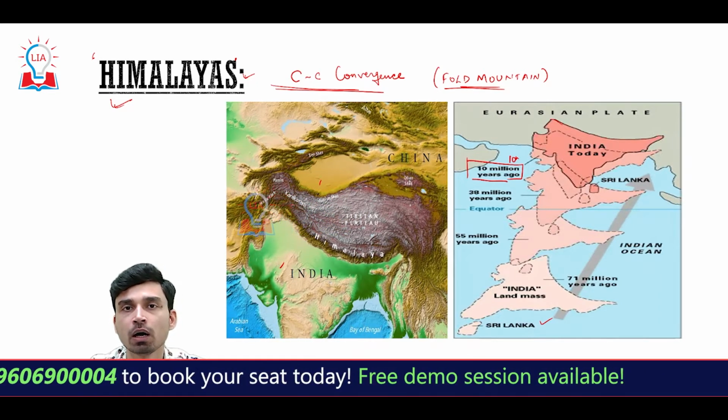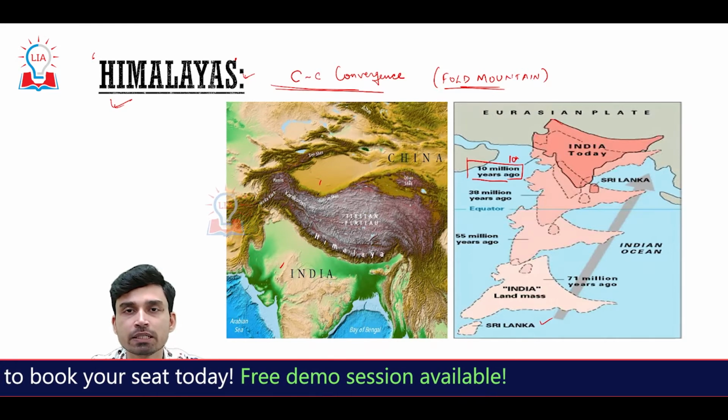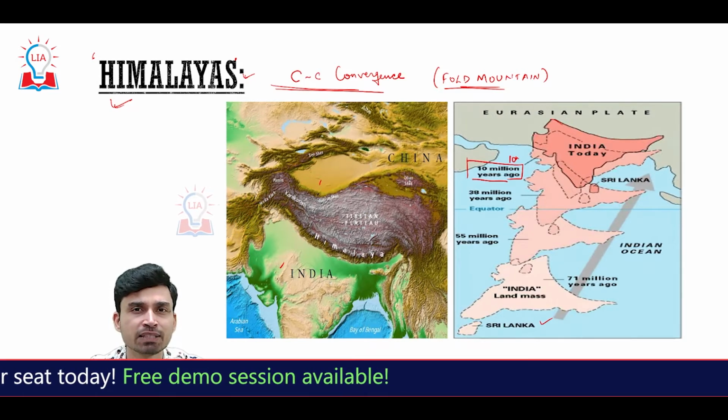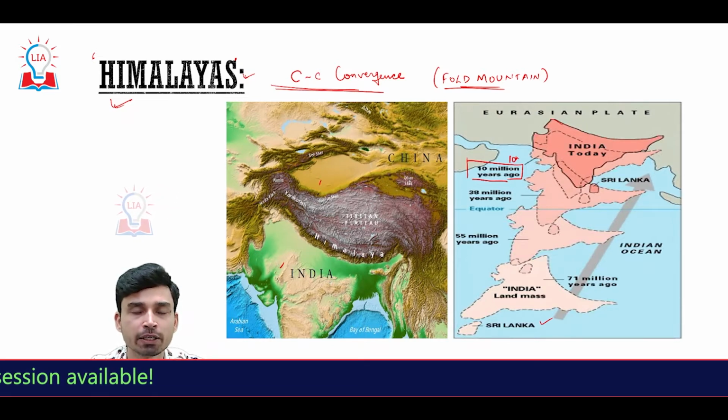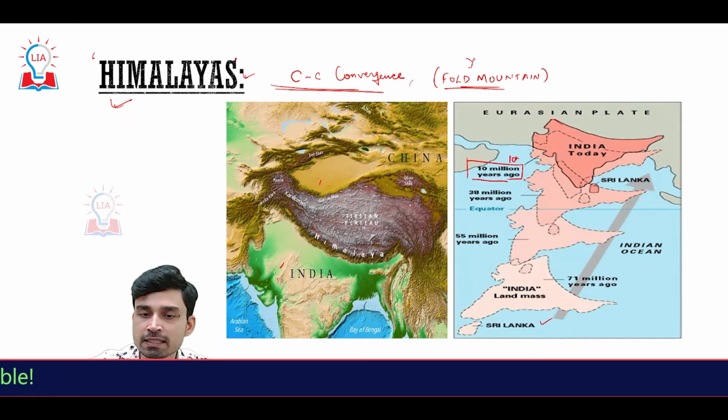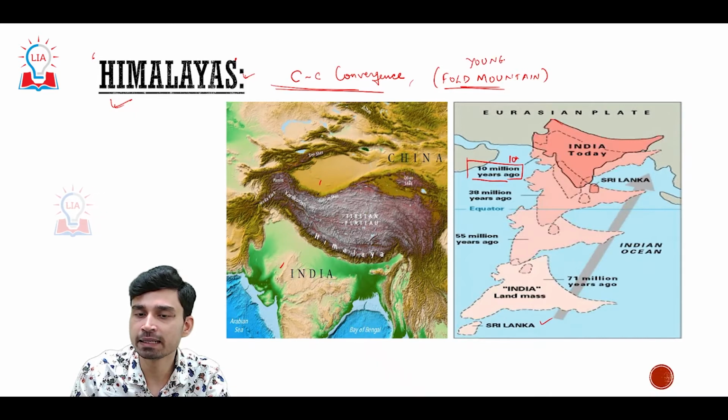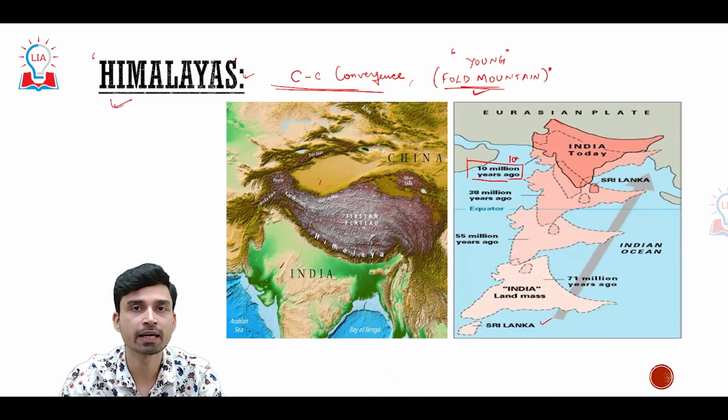formed due to the upfolding of sediments present in the bed of the Tethys Sea, as well as the rocks present on the marginal areas of the Eurasian and Indian plates. And since the Himalayas formed very recently as far as the geological time period is concerned, the Himalayas are also considered an example of young fold mountains.